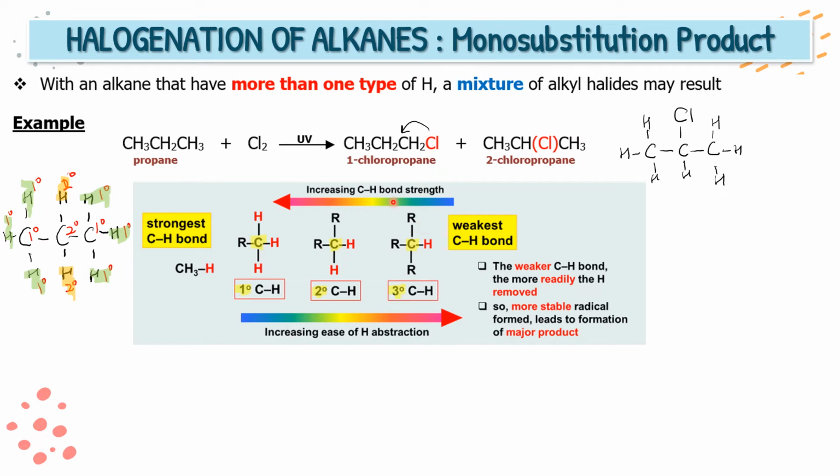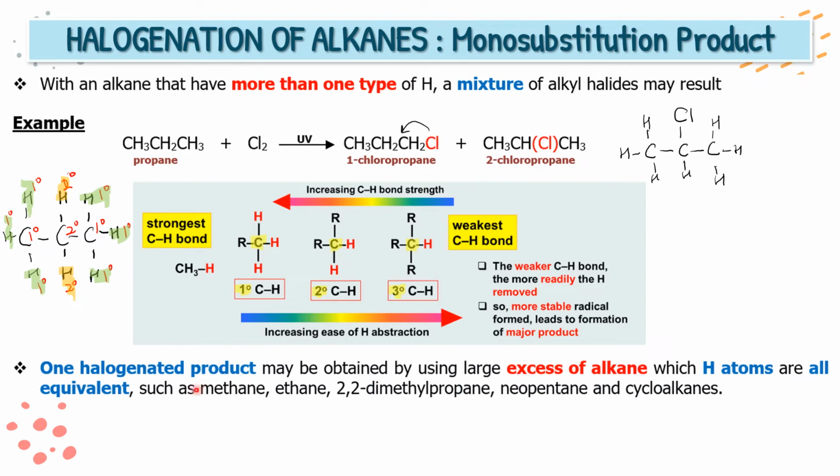Okay. Macam mana kalau kita tak nak mixture of product? We want only one product formed. One halogenated product may be obtained by using a large excess of alkane in which the hydrogen atoms are all equivalent. Maksudnya dekat sini, the type of hydrogen is the same. Contoh, kita gunakan methane, ethane, 2,2-dimethylpropane, neopentane and cycloalkane.